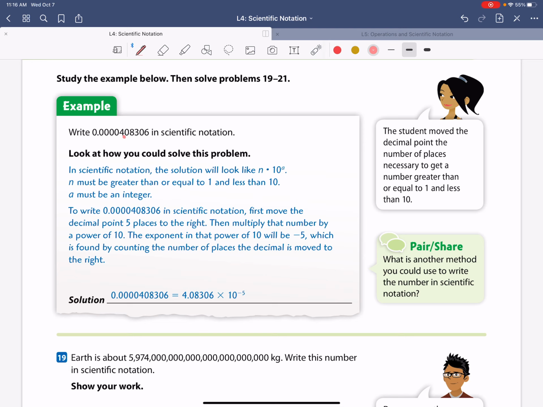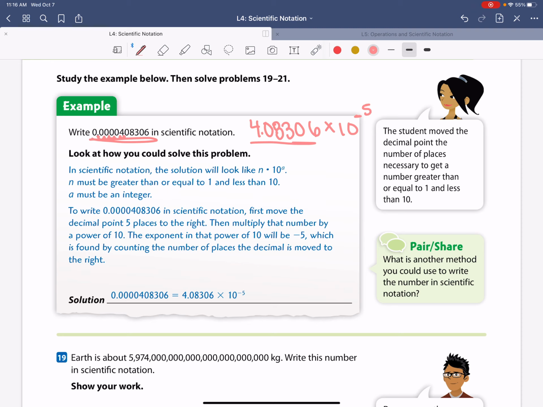So you've got 4.08306, and to get from this number to our new number, we go from a smaller to a larger number, which means in order to get back from the big to the small, we need to go to the left. And to get back from our 4.08306, you moved 1, 2, 3, 4, 5 times. So it should be 4.08306 times 10 to the negative fifth power.